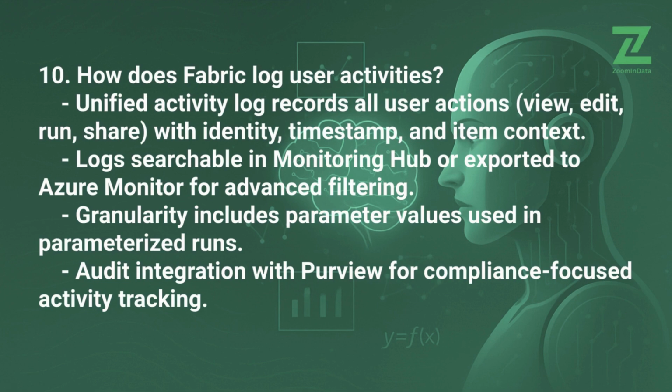10. How does Fabric log user activities? Unified Activity Log records all user actions, view, edit, run, share, with identity, timestamp, and item context. Logs searchable in Monitoring Hub or exported to Azure Monitor for advanced filtering.